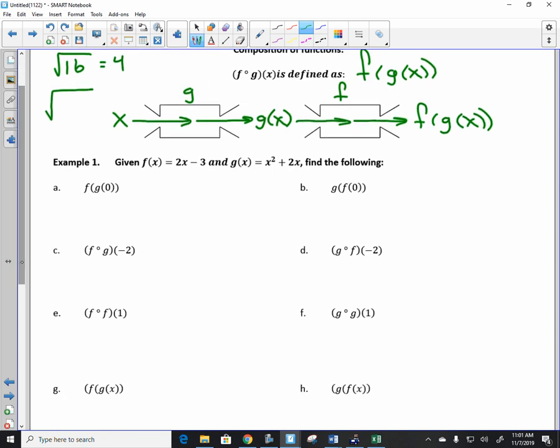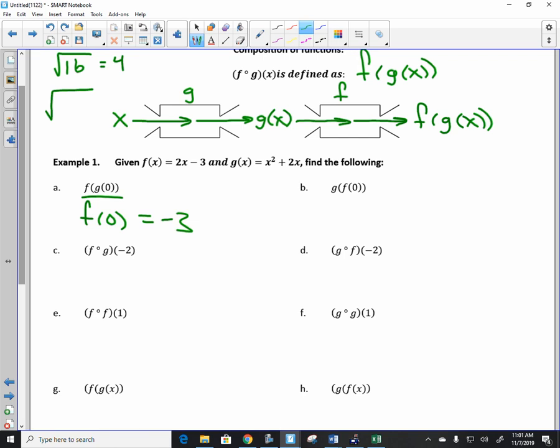So if you want to know f of g of 0, you start by taking 0 and plugging it into g. And if you plug 0 into g, what do you get? So g of 0 becomes 0. Now you're determining f of 0, and f of 0 is -3.